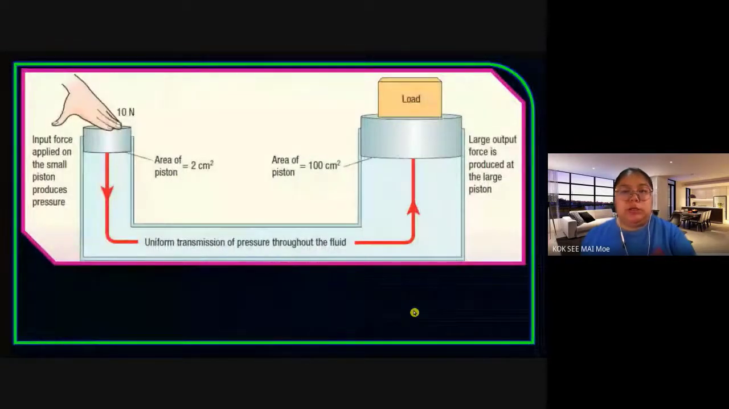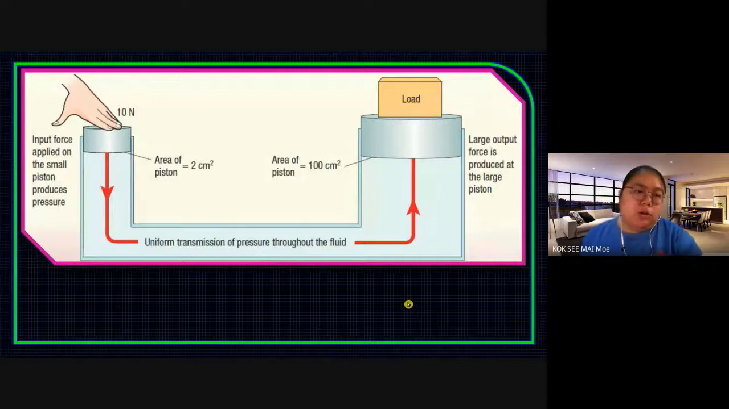So we continue to look at this one from your textbook. You can see this is a small piston. They apply a force of 10 Newton. The area is how much? 2 cm squared. This one is a liquid. The liquid transmits the pressure uniformly until it reaches the larger load. This larger piston has an area of 100. Big enough already, isn't it? This one is only 2, this one is already 100. Then they lift up the load.